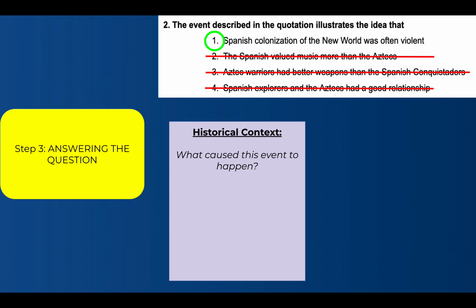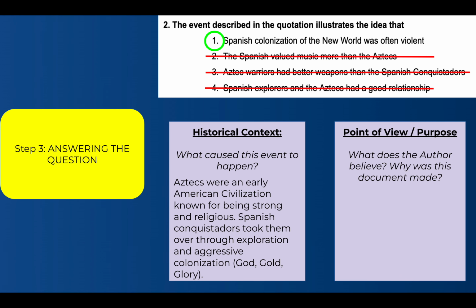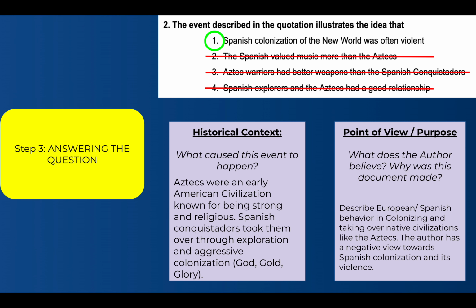And same thing, you might get a historical context question or a point of view question instead of multiple choice. So historical context, you go into the Aztecs. You go into why the Spanish, what led up to the Spanish conquering the Aztec civilization. They were part of exploration. They were part of colonization. It was Spanish conquistadors that took them over in search of God, gold, and glory.